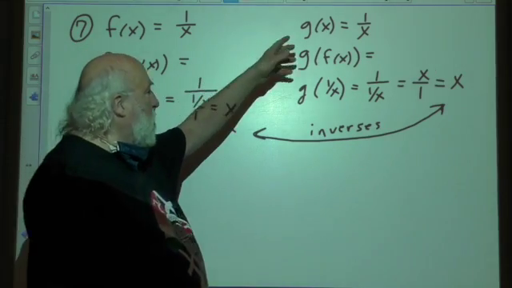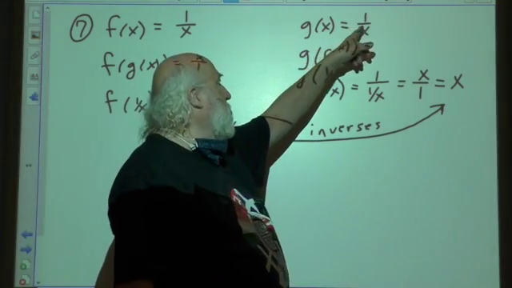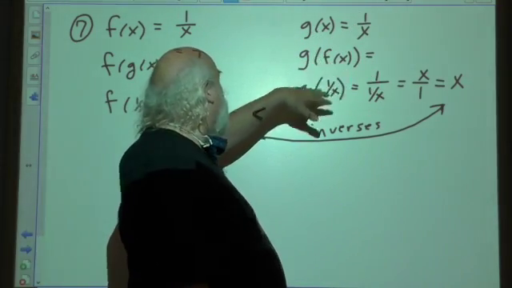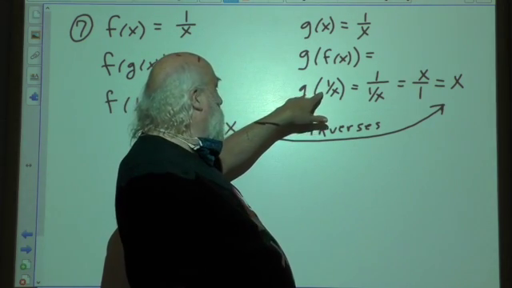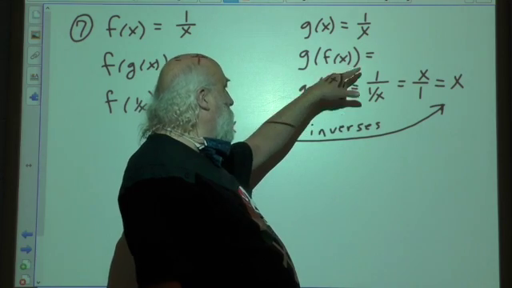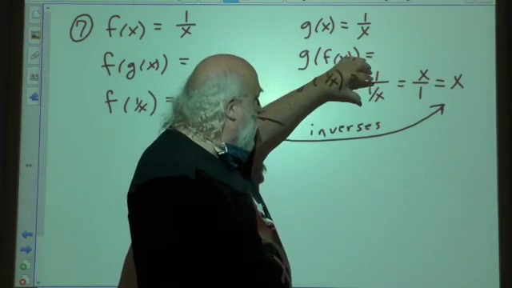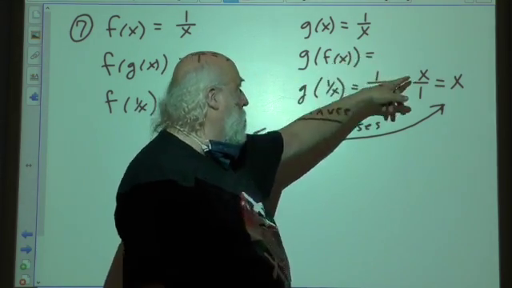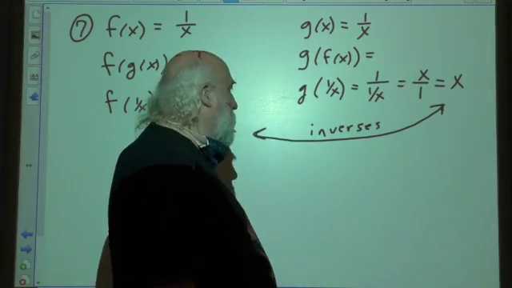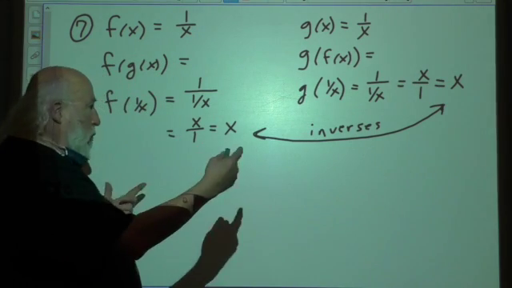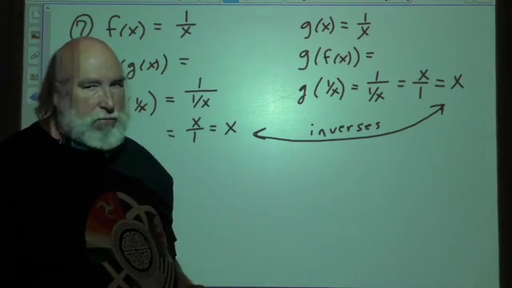We've got to do the same thing over here. g of x equals 1 over x, so g of f of x, well, f of x we said is 1 over x. So g of 1 over x equals the reciprocal of 1 over x. So that 1 over x becomes x over 1, which equals x. Since they both equal x, they are considered inverses.